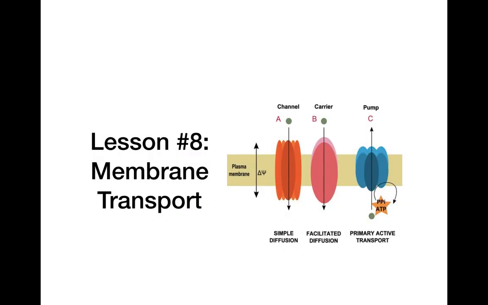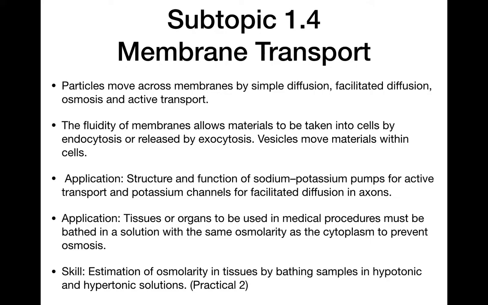Okay, here's lesson number 8, membrane transport. This is subtopic 1.4, and it's a pretty short list. We're talking about how particles move across membranes by different processes, including simple diffusion, facilitated diffusion, osmosis, and active transport. We'll look at membrane fluidity and how it allows for endocytosis and exocytosis, and vesicles are examples of that, moving things around the cells. And then we have applications.